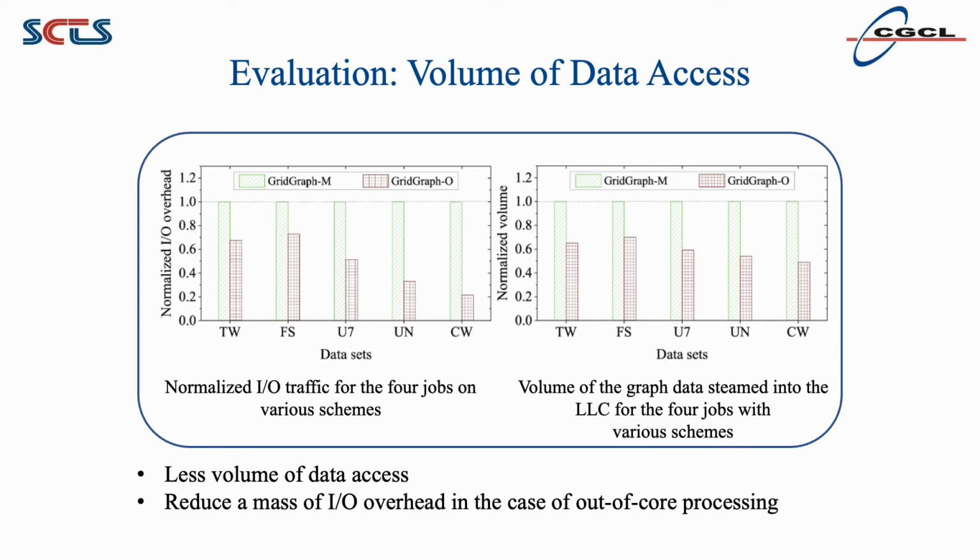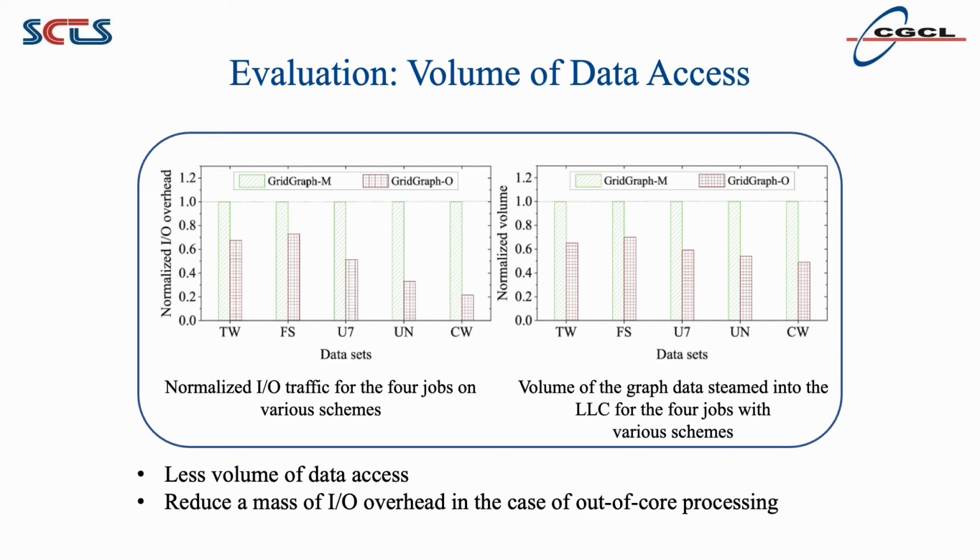Next, we trace the total I/O traffic for executing the 4 jobs on various schemes. The left figure shows that, compared to GridGraph-M, less I/O overhead is produced by GridGraph-O, especially as the graph size is larger than the physical memory size. For instance, the I/O cost of GridGraph-O is only 21.6% of GridGraph-M over the CW dataset.